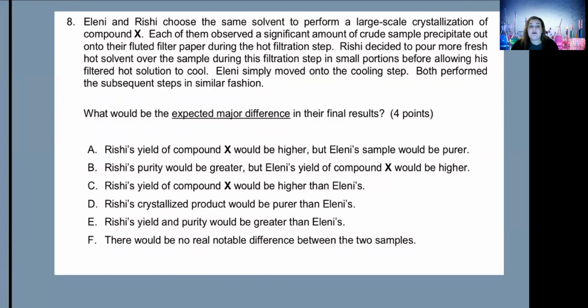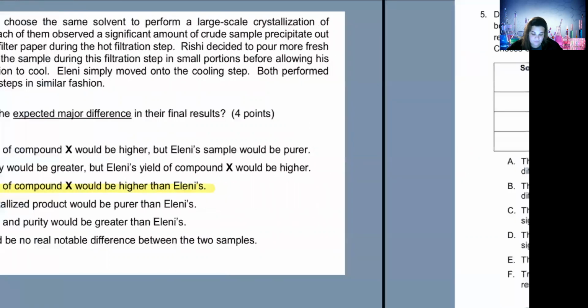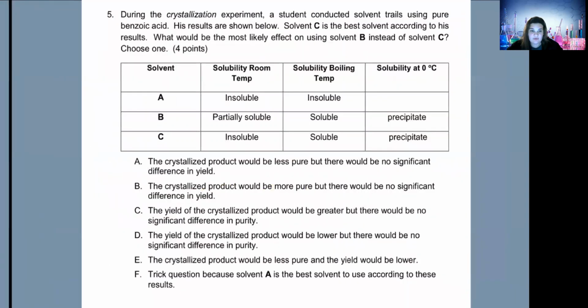That's its purpose. Now, when you perform the wash step, do you guys remember what happens with that? When we perform the wash step, we're increasing our yield. So the major difference we expect to see is because Rishi performed the wash step, Rishi's yield of compound X should be much higher than Eleni's. Okay, that is the major difference that we should expect to see when looking at their results. Okay, that's the best answer choice. All right, let's go ahead and move on to the next question. Pause, try it out, and then we'll run through it together.